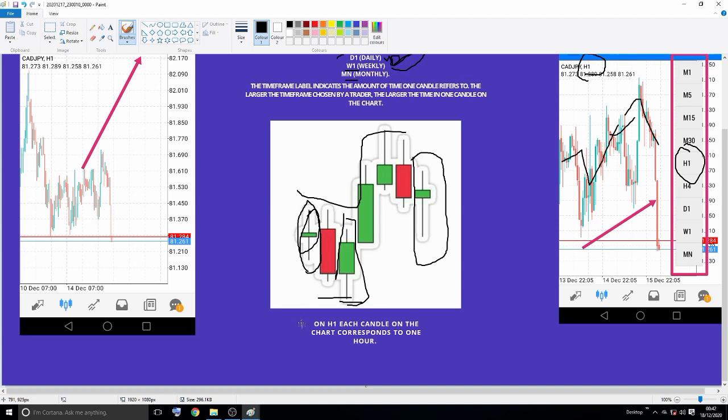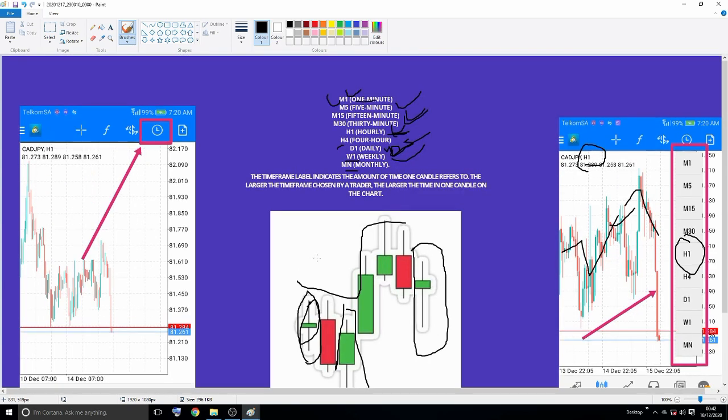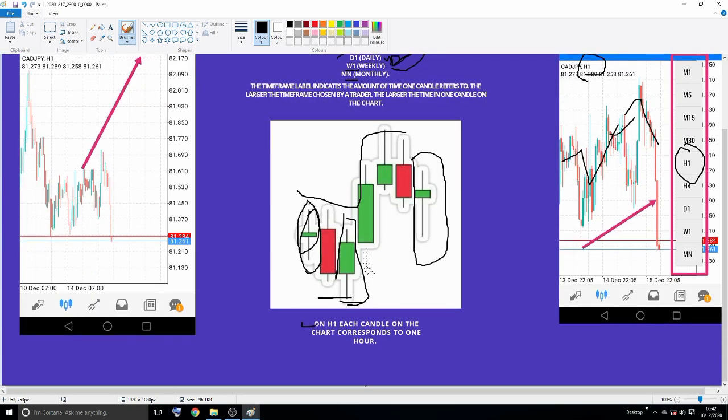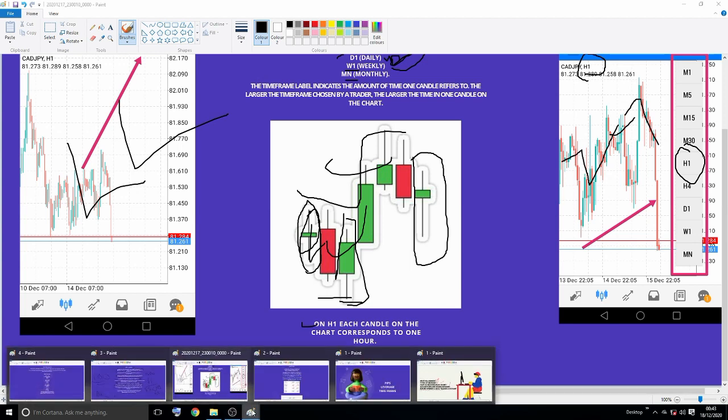As you can see, I wrote here 1 hour. Each candle on the chart corresponds to 1 hour. So if you're opening a 1 minute chart, it means each and every candle you see represents 1 minute. If you're opening a 15 minutes chart, same. Each and every candle represents 15 minutes of information. So I hope you understood this concept.